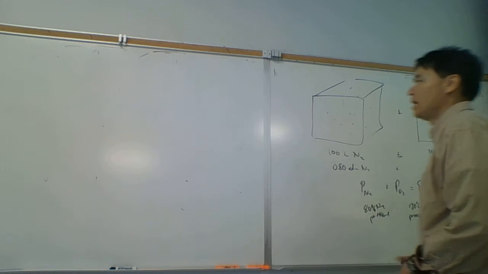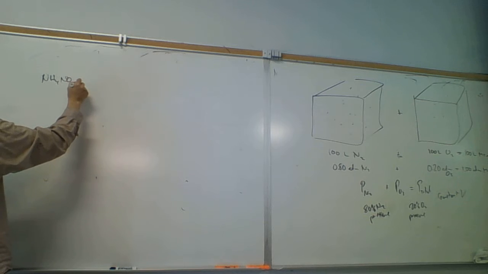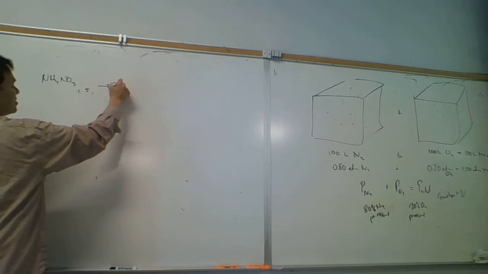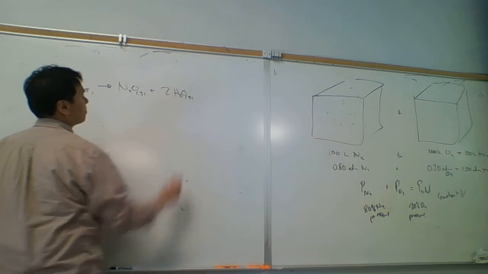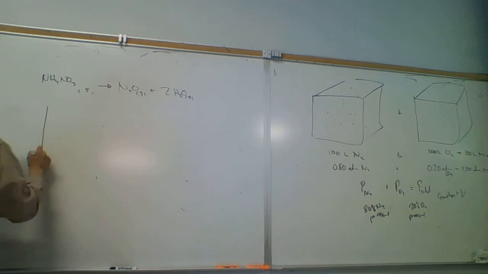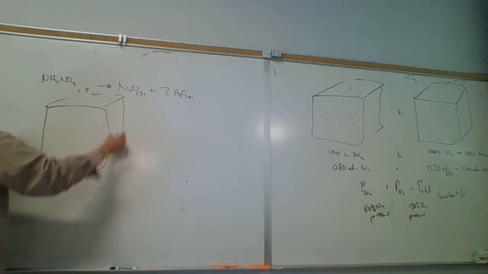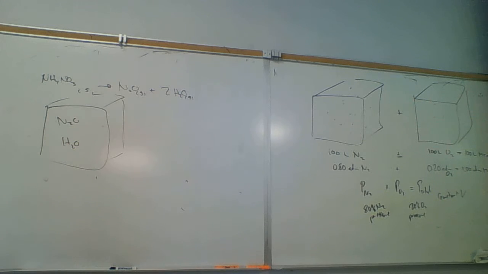So the first thing is I'm going to produce the nitrous oxide. So I have ammonium nitrate, solid, that's going to decompose into nitrous oxide, gas, plus 2 gaseous waters. And so what I have is a mixture of nitrous oxide and water. But not just in any ratio that we want. It's going to be in a fixed ratio. What is the ratio? 1 to 2, the stoichiometric ratio. So 1 part nitrous oxide, 2 parts water.